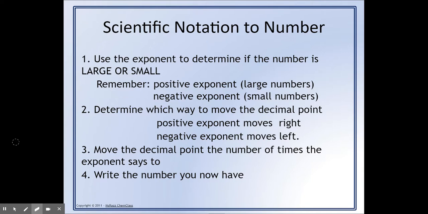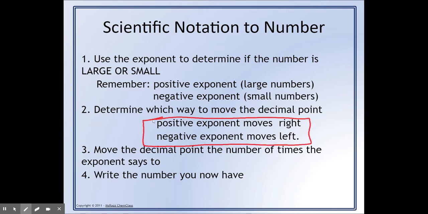So when going from scientific notation to a number, we're going to use the exponent to determine if the number is larger or smaller. Remember, positive exponents mean large numbers. Negative exponents mean small numbers. Using that positive or negative exponent decides which way our decimal is going to move. Okay? This is very important.